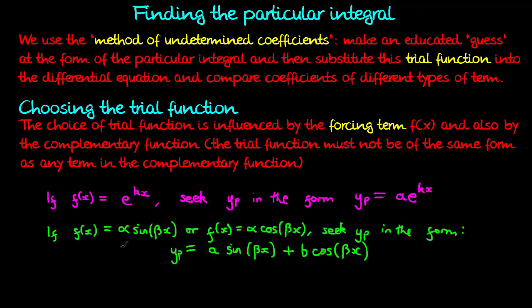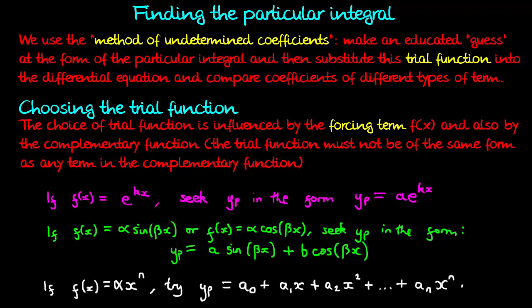Okay, what if your forcing term is something like a number multiplied by sine beta x, so alpha sine beta x, or maybe f of x equal to alpha cos beta x? If you've got either of those, then you look for the particular integral in this form here. So a sine beta x plus b cos beta x, where these a's and b's are arbitrary constants that you're going to find by substituting this into the original equation. So if you've just got sine or you've just got cos, you've got to have both sine and cos in your trial function. And then finally, what if you've got a polynomial?